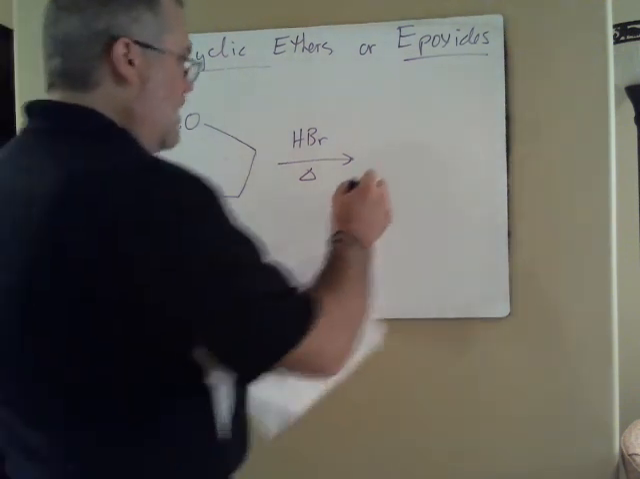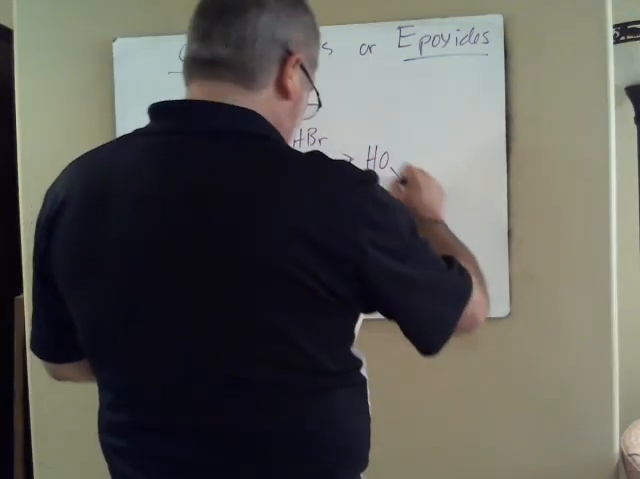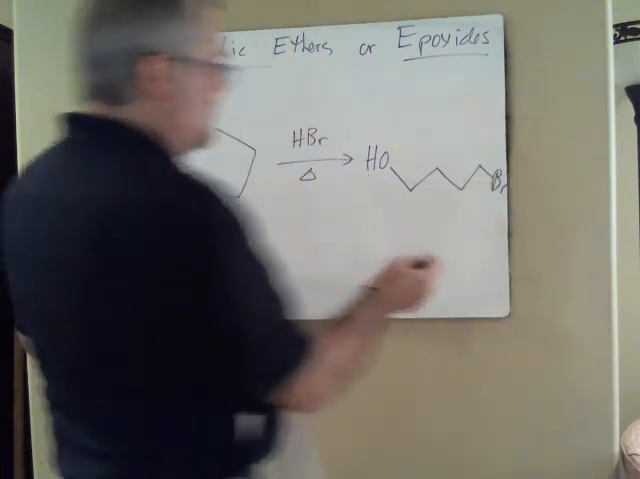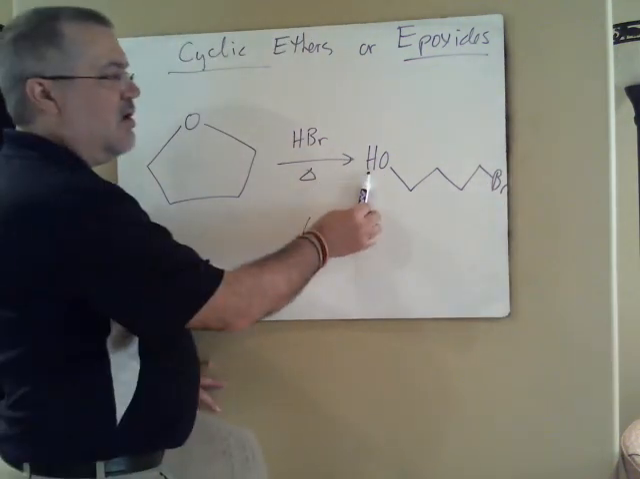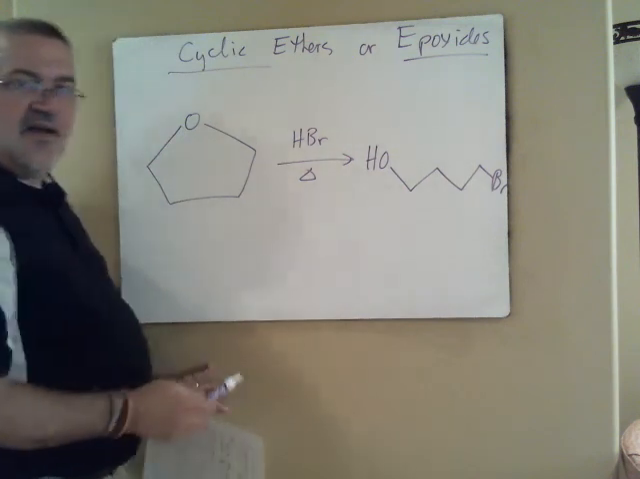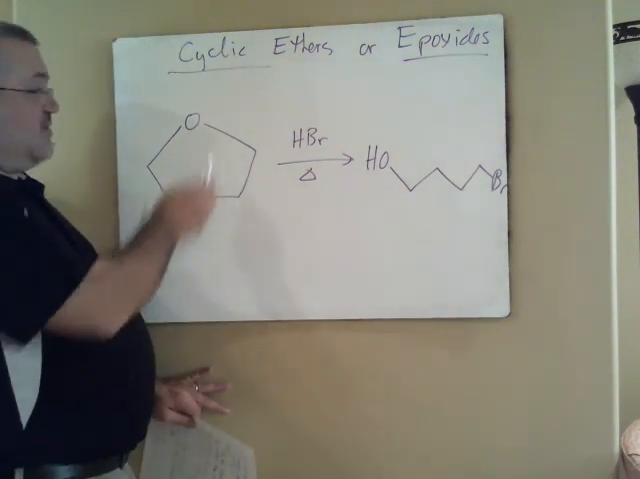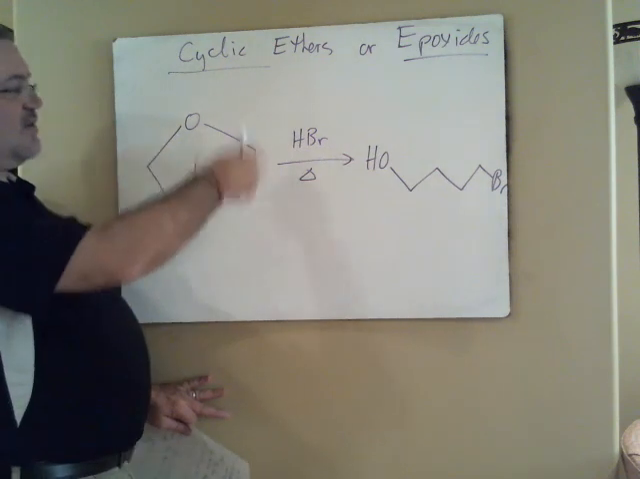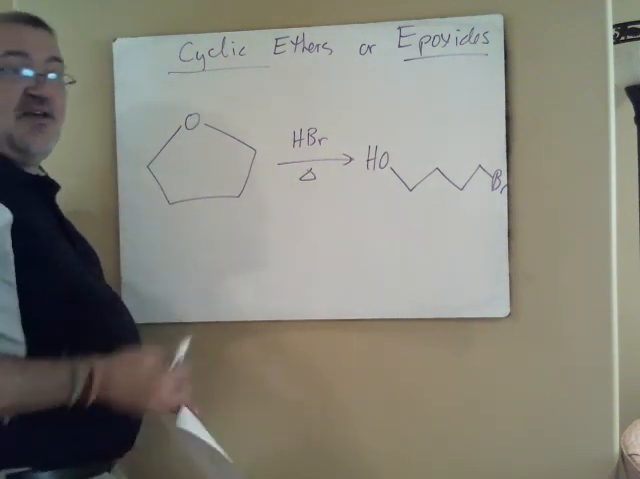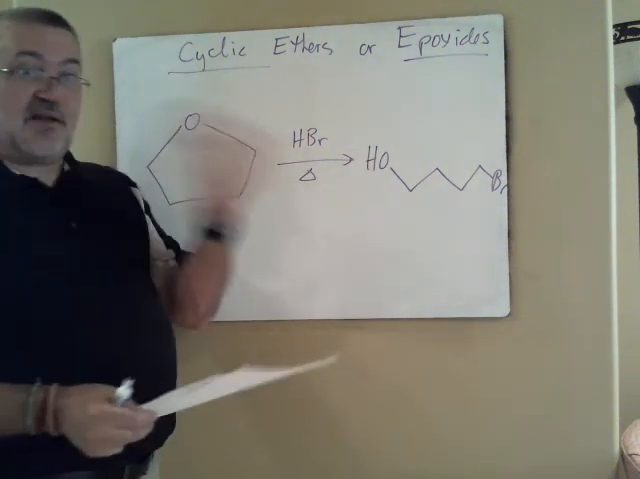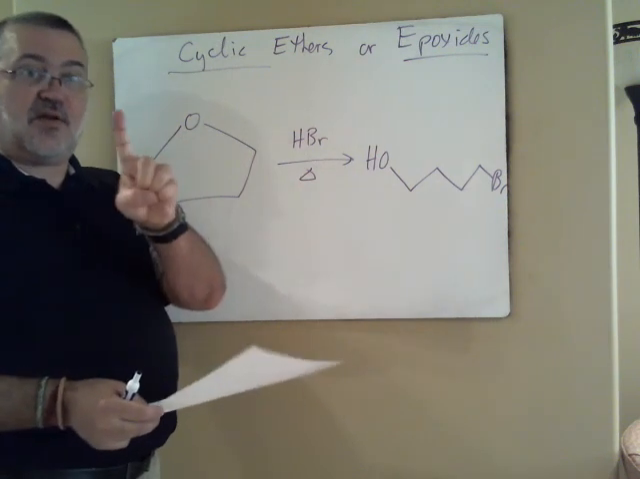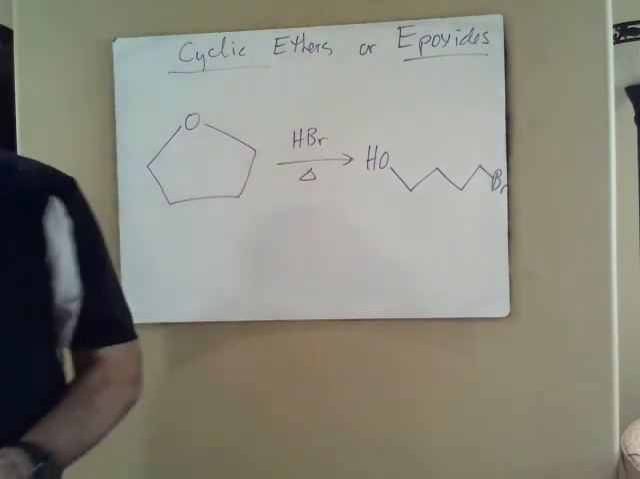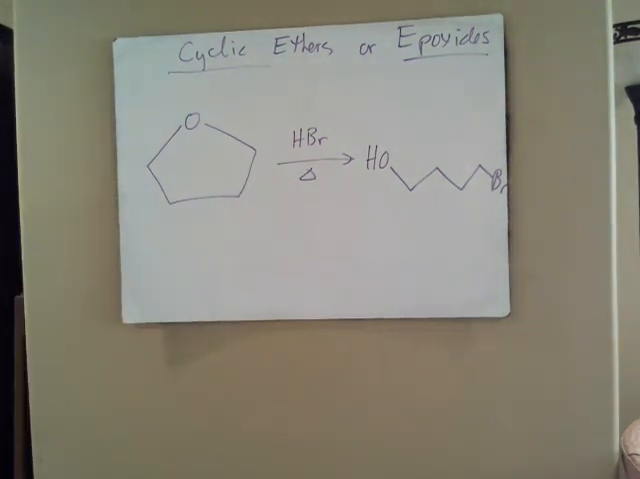And when it cleaves, you're going to cleave, counting my carbons, 1, 2, 3, 4, into the alcohol and the alkyl halide. The only difference is they're on either end of the molecule, right? Because it started out as a cyclic system. So when you cleave a cyclic system, you just get one molecule. It just has the dual functionality on the two ends. Reactivity is the same, okay?